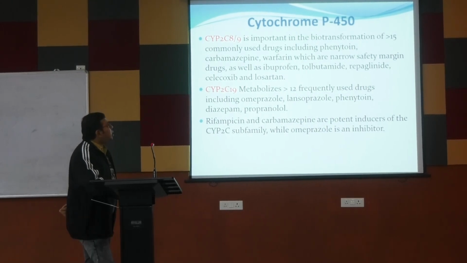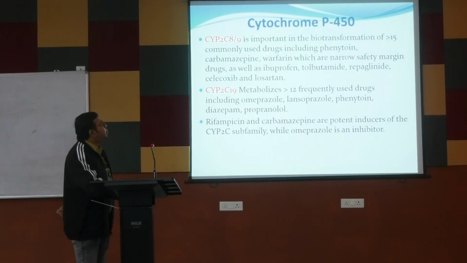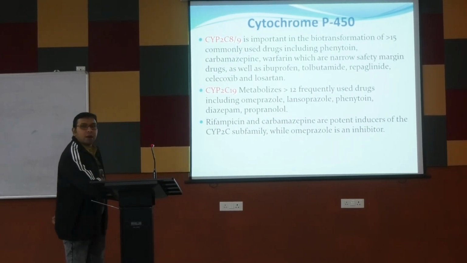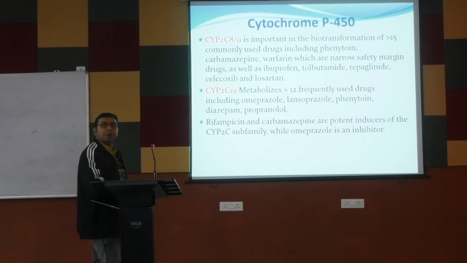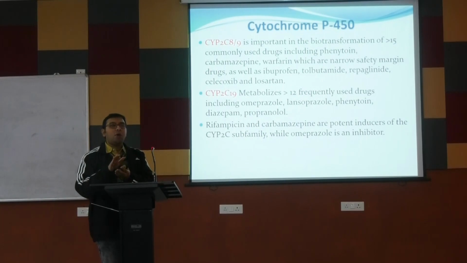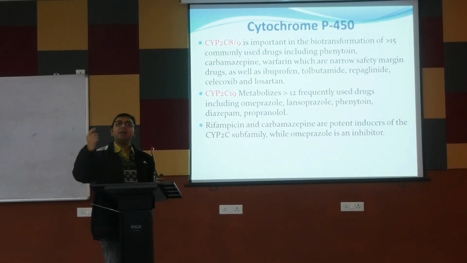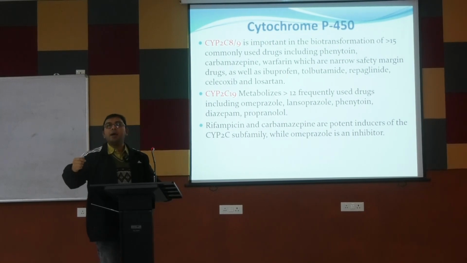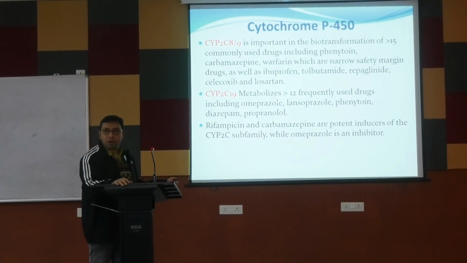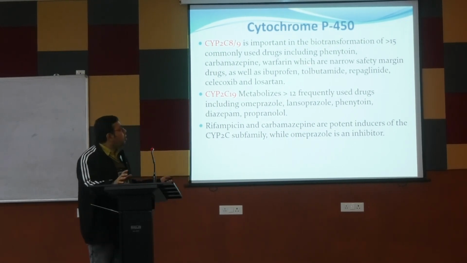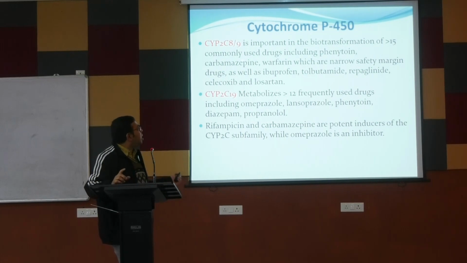Cytochrome 2C8/9 is important in the biotransformation of greater than 15 commonly used drugs, like phenytoin, which is an anti-epileptic drug, carbamazepine, also an anti-epileptic, and warfarin, an anticoagulant drug. These are narrow safety margin drugs. Narrow safety margin you have already read. So the safety margin is narrow. So even if the plasma concentration becomes slightly high, that becomes toxic, or slightly low, that becomes subtherapeutic. That is, no effect will be seen. So that's why this is important. If there is some interaction with this enzyme, there may be toxicity. So we should be cautious when using these drugs about which other drugs can induce or inhibit this enzyme.